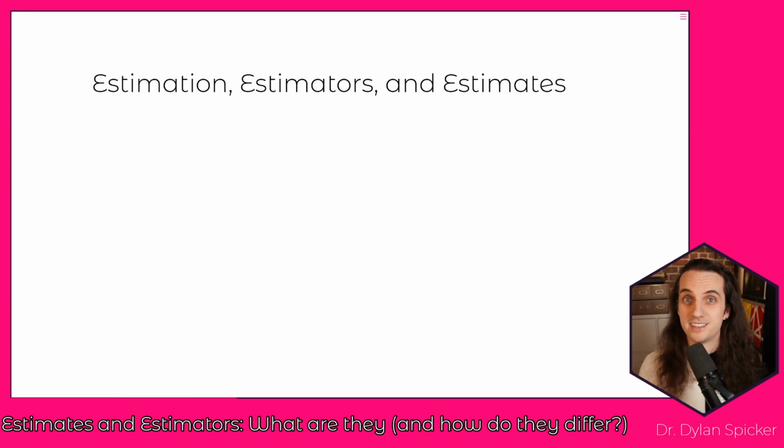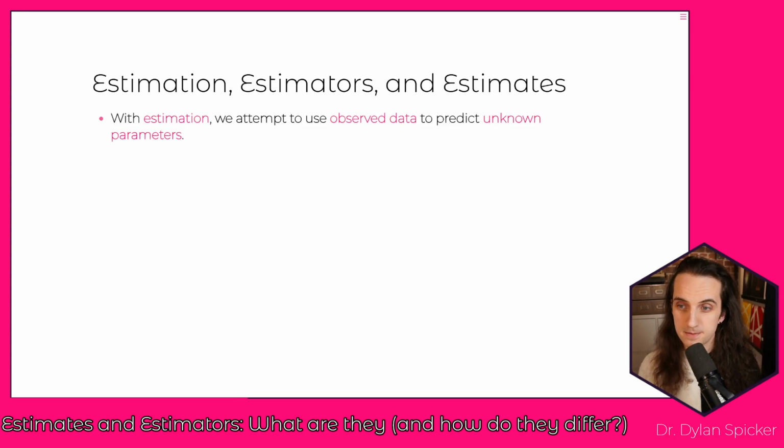So the three main concepts we have going on here are estimation, which is the process, and then we have estimators and estimates. And so we want to try to tease apart what we're actually discussing with each of these concepts. So with estimation, again, it's the overarching process. We're attempting to use observed data to make predictions about unknown parameters, right? We want to be able to say, we think that the value of the parameter in the population is this, and it's based on data or information that we've been able to gather.